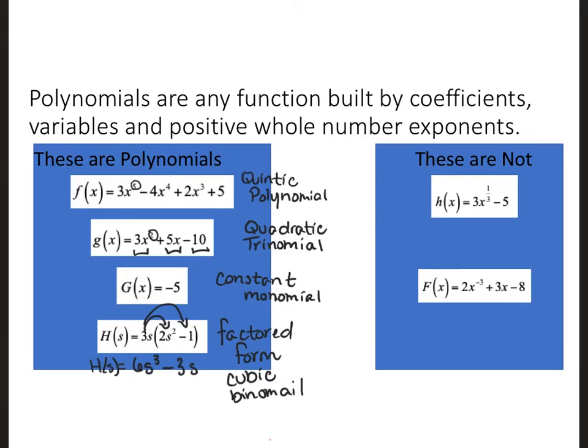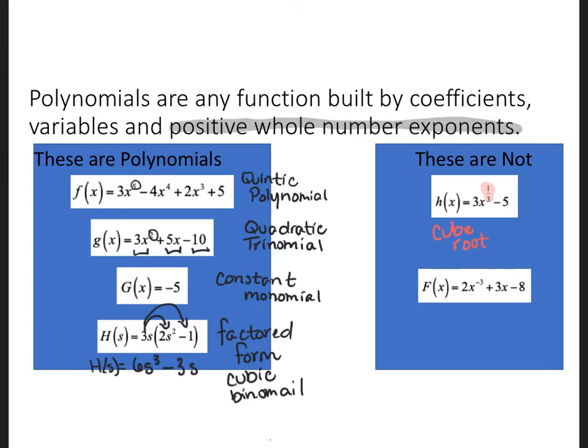On the right side of this screen, these are things that are not considered polynomials, but kind of look like polynomials, and we'll talk about why they're not. First, this positive whole number exponent deal is really important when we're talking about polynomials. For instance, my first function, h of x, is not a polynomial because I have a 1/3 exponent. A 1/3 exponent would keep this function from being considered a polynomial function. In fact, a 1/3 power is the same thing as a cube root, so this function would actually be a cube root function.